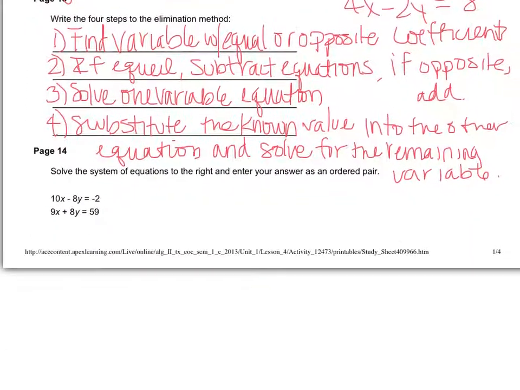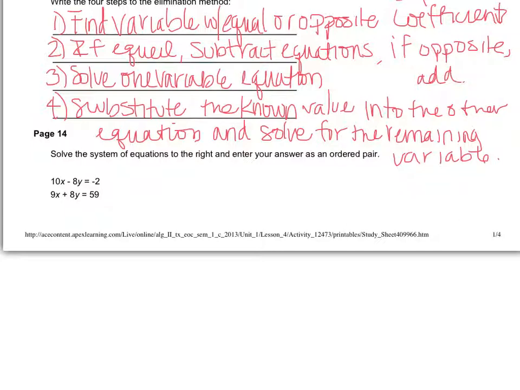So, we have a problem. Solve the system of equations to the right and enter your answer as an ordered pair. What we're looking for when we're solving systems is variables. Step 1 says to find variables with equal or opposite coefficients. If you'll notice, we have a negative 8y and a positive 8y. So if I combine these two equations together vertically, that means I'm going to add them. 10x plus 9x would be 19x. Negative 8y plus 8y, those are going to cancel each other out.